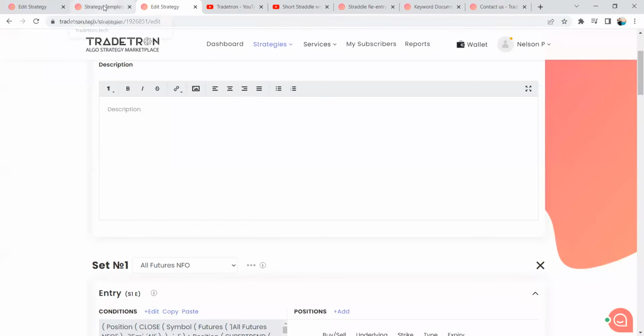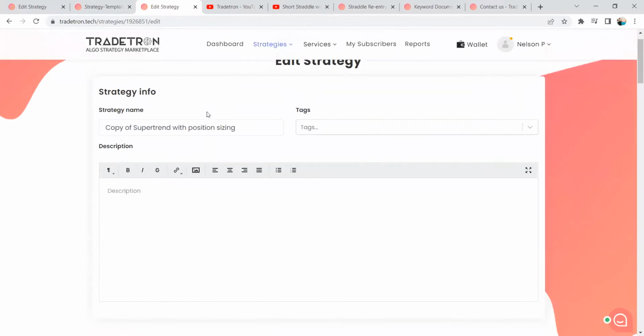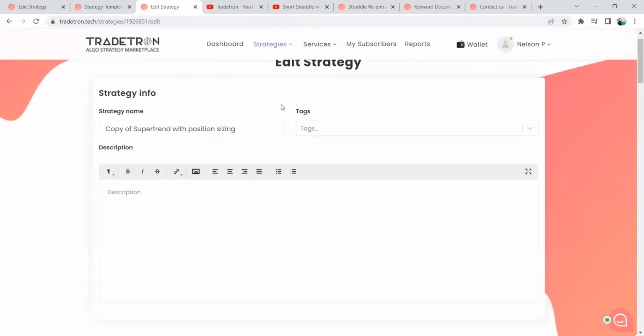Okay. Whatever you created, I can duplicate those. Yes, duplicate those. But some of the marketplace strategies, from some of the creators, I am not able to duplicate them.